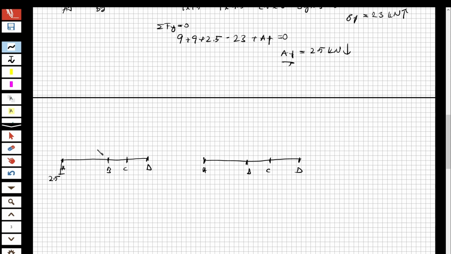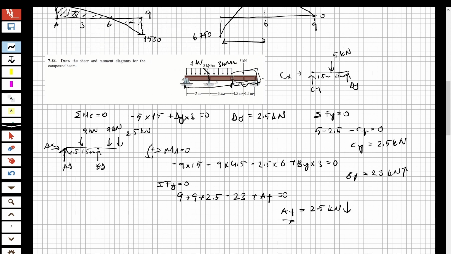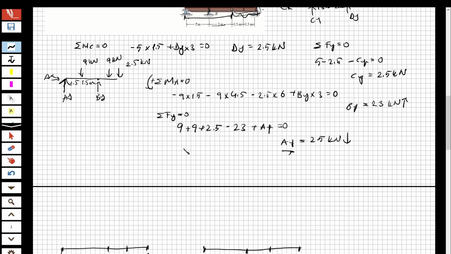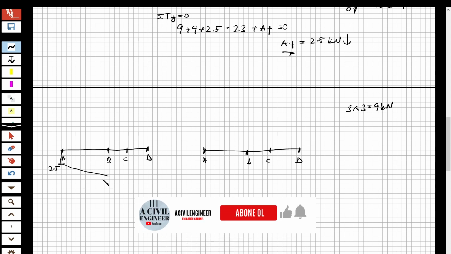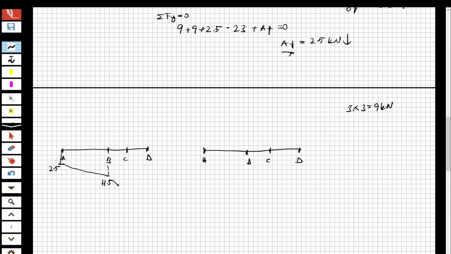So, and look at here, I have a distributed load. If I have a distributed load in the downward direction, it's going to decrease my shear force by the amount of the distributed load. What is the amount of that? 3 multiplied by 3 is 9, okay? 9 kilonewton. And it's going to decrease by 9 kilonewton. For example, it's going to be at this point, and it's going to be 11.5. 9 plus 2.5, 11.5.